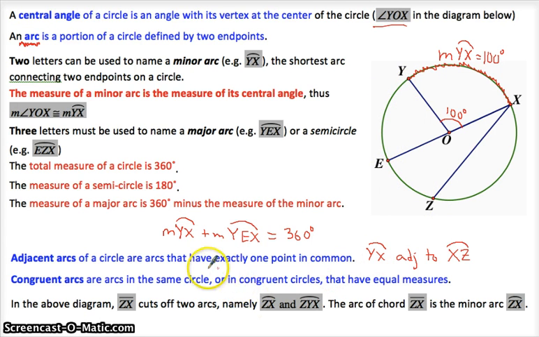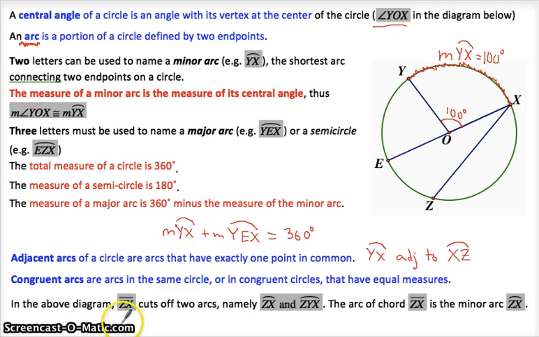Congruent arcs are arcs in the same circle or in congruent circles that have equal measures. Because the length could be different even if the arcs have the same measure, we have to qualify this by saying they have to be in congruent circles. But if we're sure they're in congruent circles or the same circle, because the circle is congruent to itself, as long as arcs have the same measure, then they're going to be congruent. That's easier to see than to talk about, actually.